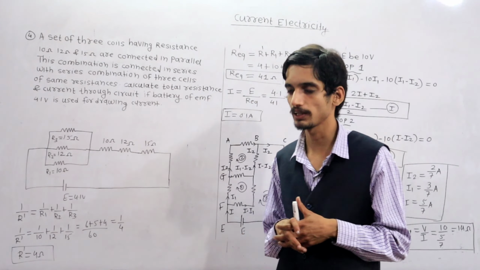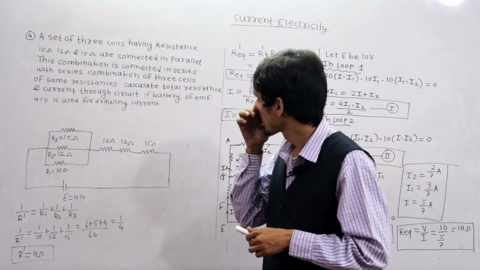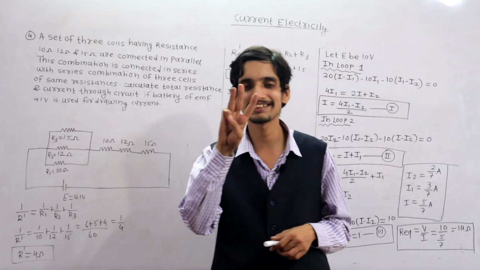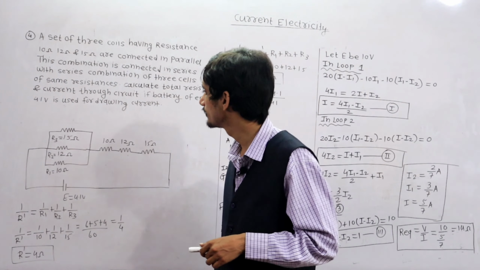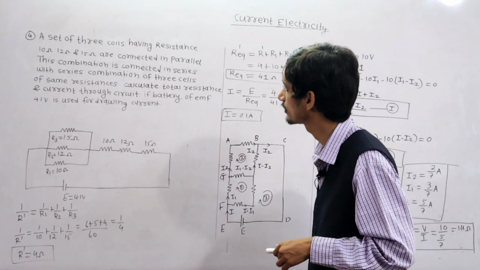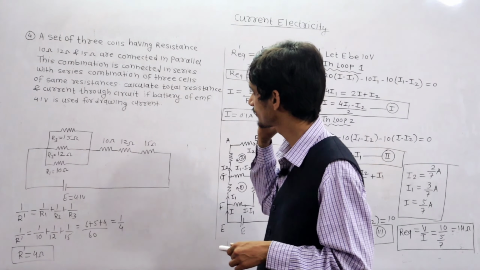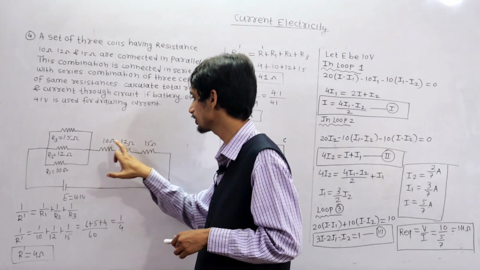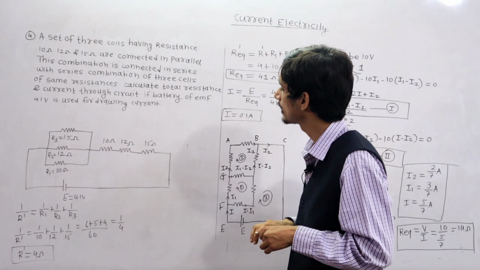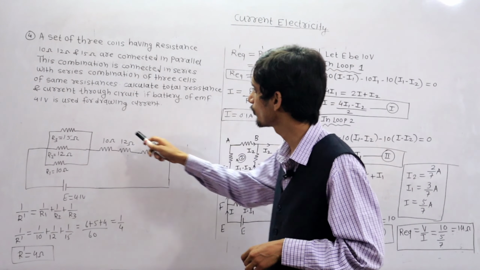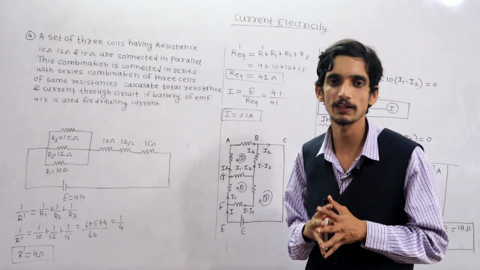Now basically a set of three coils having resistances 10 ohm, 12 ohm and 15 ohm are connected in parallel. So 10, 12, 15, three resistances are connected in parallel. This combination is connected in series with the series combination of three cells of same resistances. It means 10, 12 and 15. Calculate the total resistance and current through the circuit if a battery of EMF 4.1 volt is used for drawing the current.